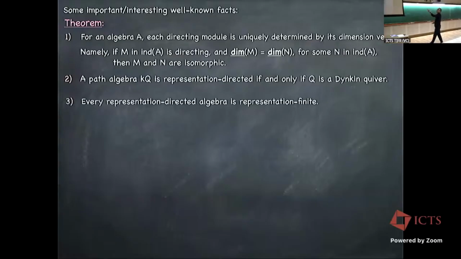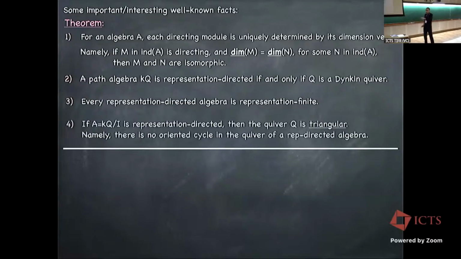Every representation-directed algebra is representation finite. You can prove it in various ways. Either you use a very heavy theorem such as the Brauer-Thrall theorem 2, or more elementary methods that are available in the literature. The fourth one is, if your algebra is representation directed, then your quiver is triangular, cannot have any cycle. You cannot have a cyclic walk through the arrows whatsoever. So you see that it's a pretty restrictive condition.